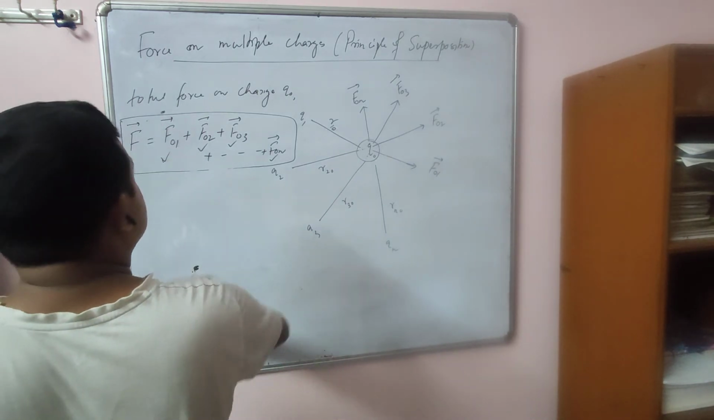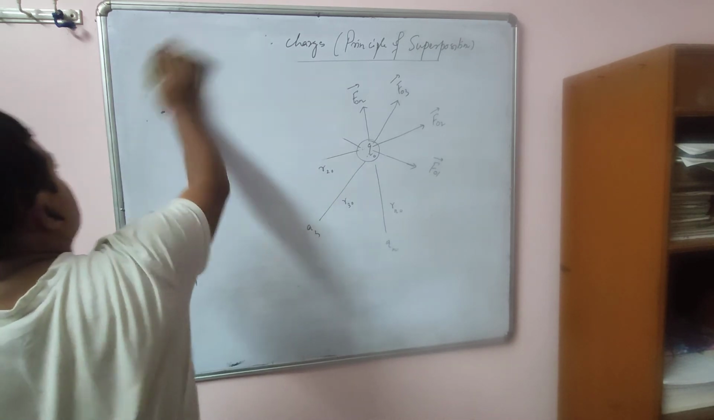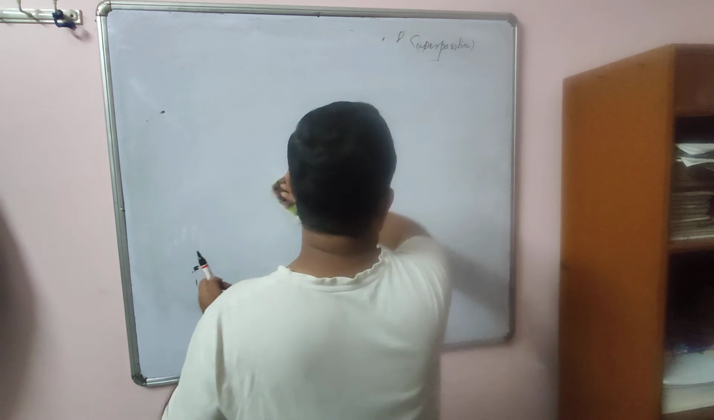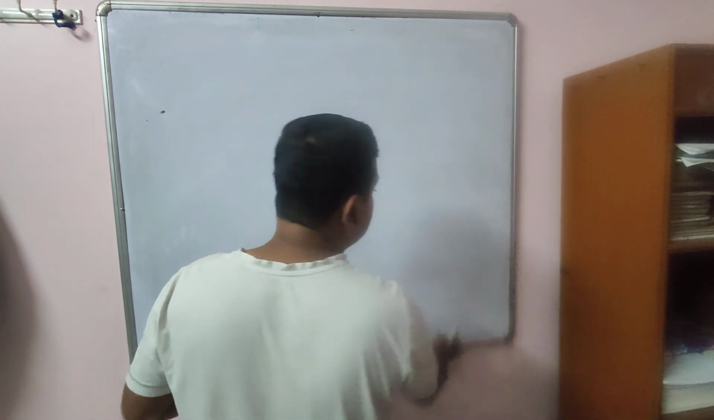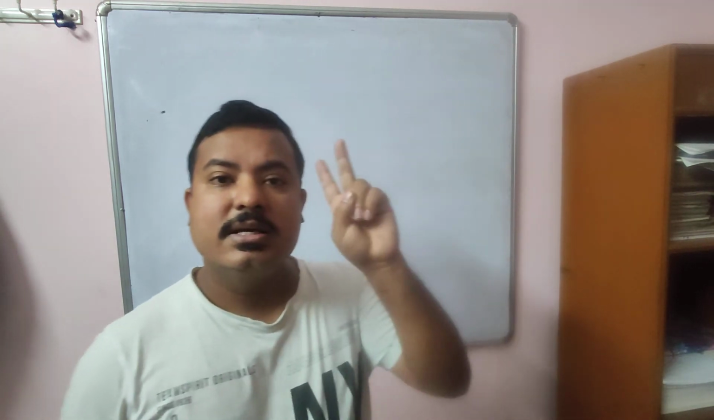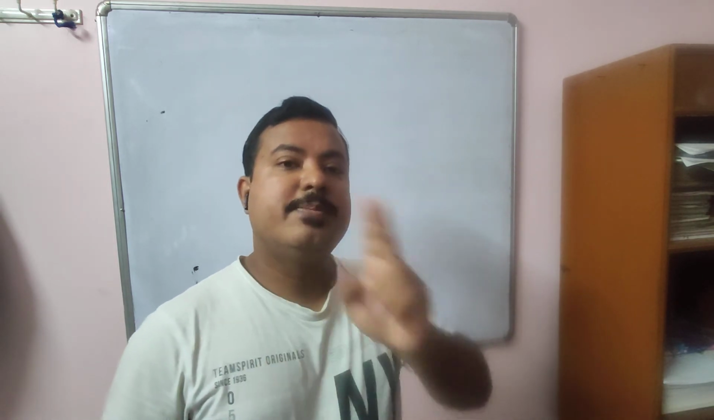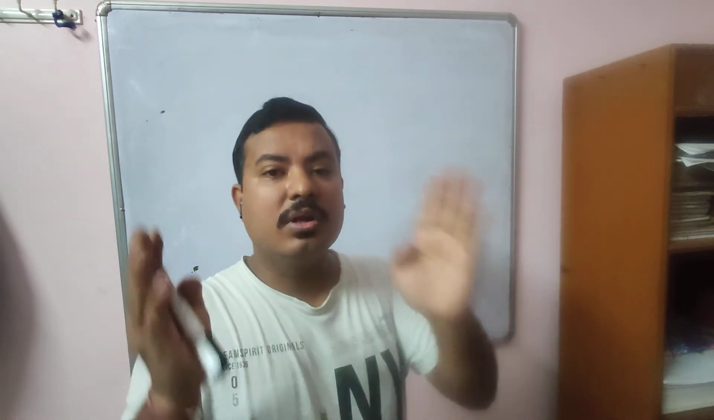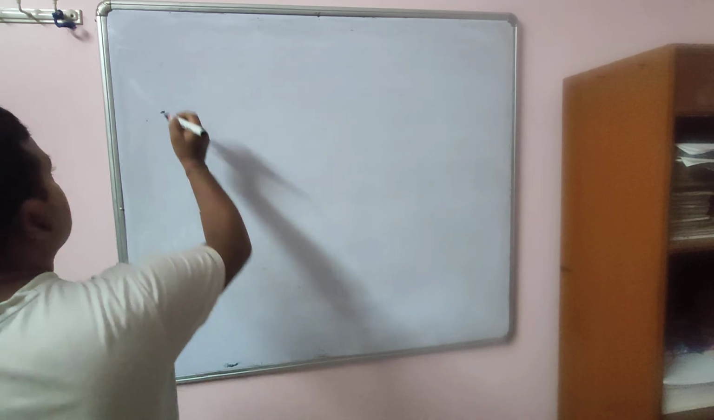Now let me give you some numericals. Then only you can understand how to determine the direction of force. So this is very important. Let me tell you again that to find the direction of force, only two things you have to remember. That is, like charges repel, unlike charges attract. Repel means they go away. Attract means they come closer. Only this you have to remember. Rest is very simple, just calculations.